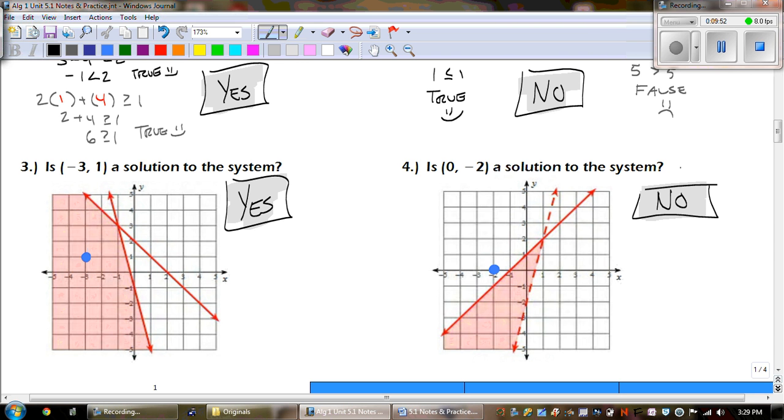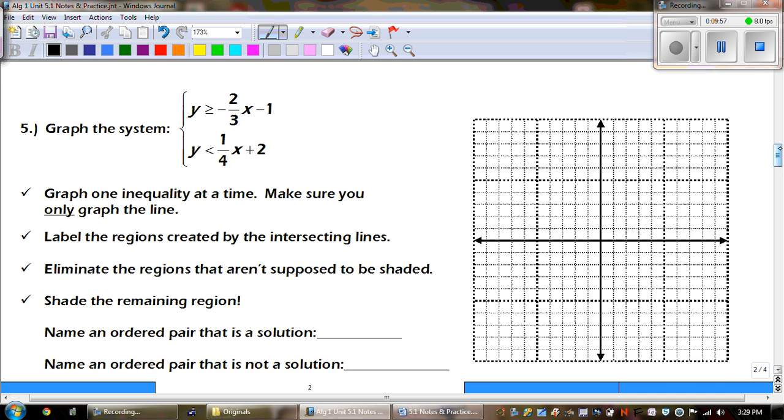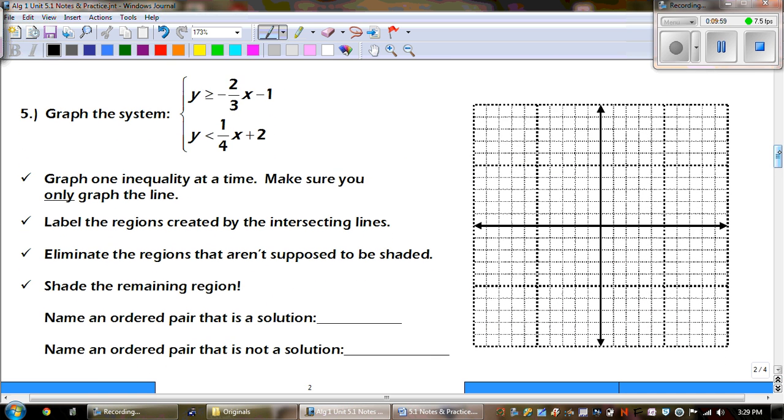Okay, let's go ahead and flip it over. Now we're getting to the fun part. Okay, so now we're talking about graphing. So we're going to graph the system, and then we're going to figure out what we need to shade. Okay? So you need to make sure you're doing this with a pencil in case you make a mistake. And let's go ahead and get started.